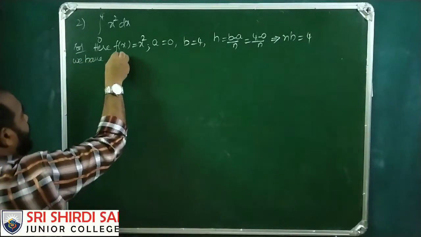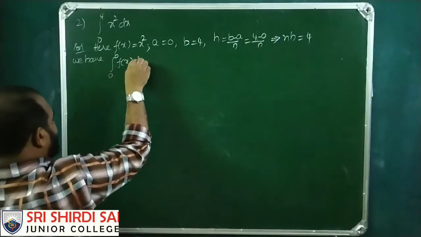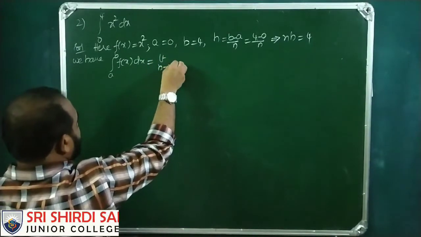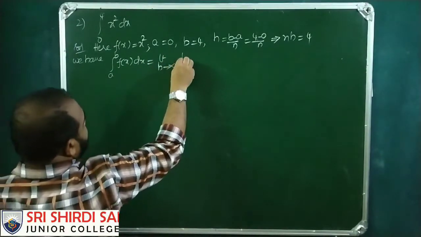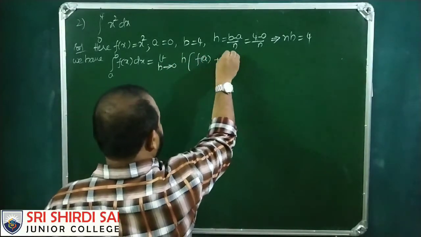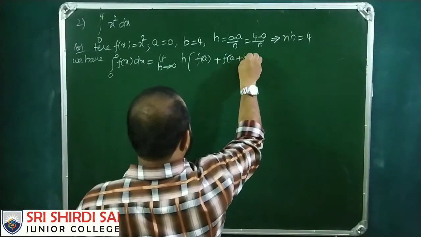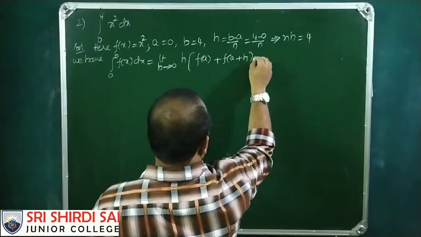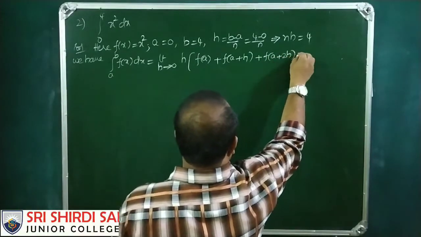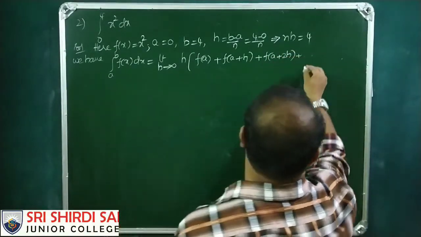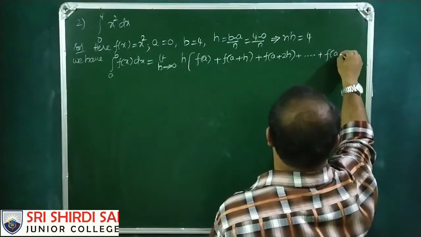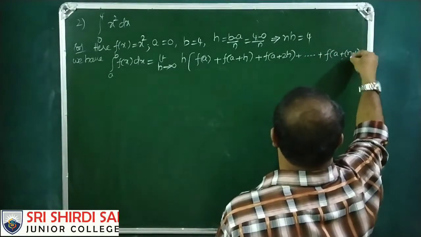So we have the integral from a to b of f of x dx equals the limit as h tends to 0 of h into [f of a plus f of a plus h plus f of a plus 2h, etc., plus f of a plus (n minus 1) into h].